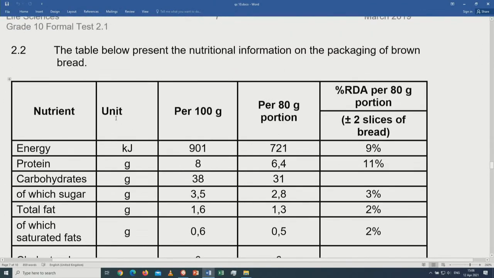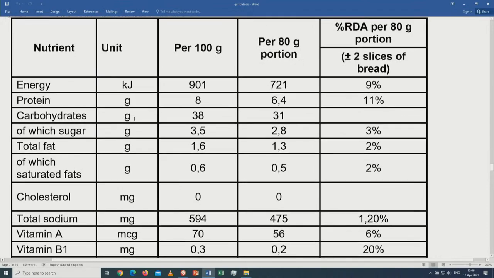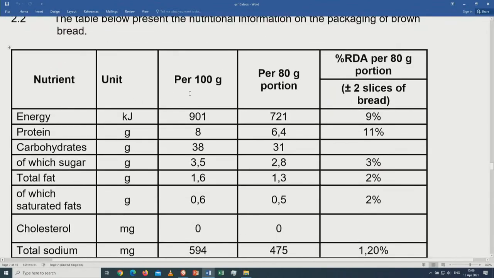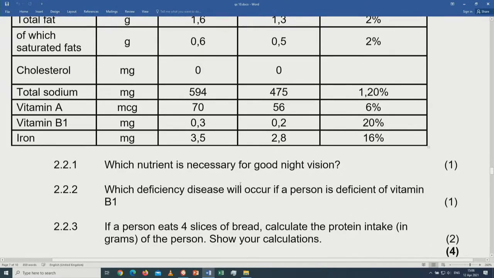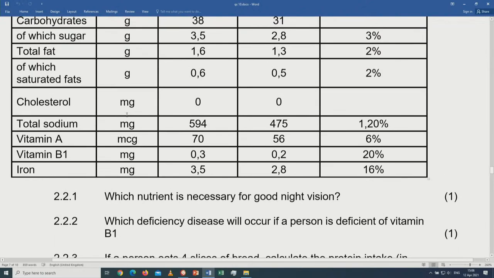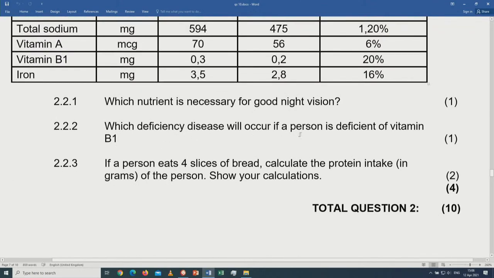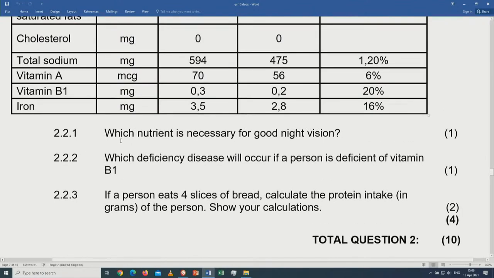Now here we have a table that presents the nutritional information. So we have the nutrients, unit, per 100 gram portions, and RDA in percentage, per 80 gram portion. So let us quickly take the questions. Question 2.2.1 says, which nutrient is necessary for good vision? The nutrient which is necessary for good vision is vitamin A. Which deficiency will occur if a person is deficient of vitamin B1? The disease will be beriberi.